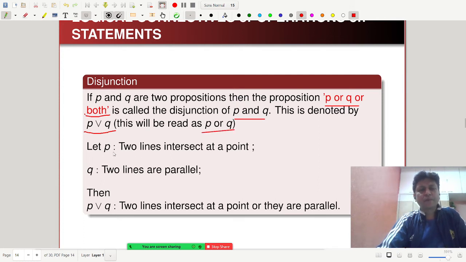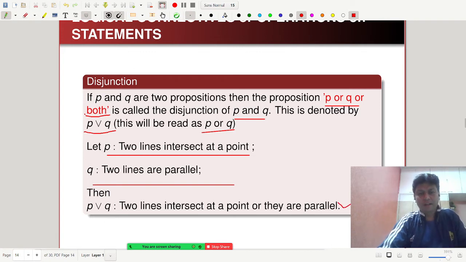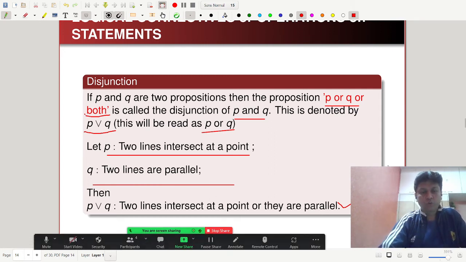Suppose you have component statements: P, two lines intersect at a point, and Q, two lines are parallel. Then how will you connect them? P or Q: two lines intersect at a point or they are parallel. That is your P or Q.